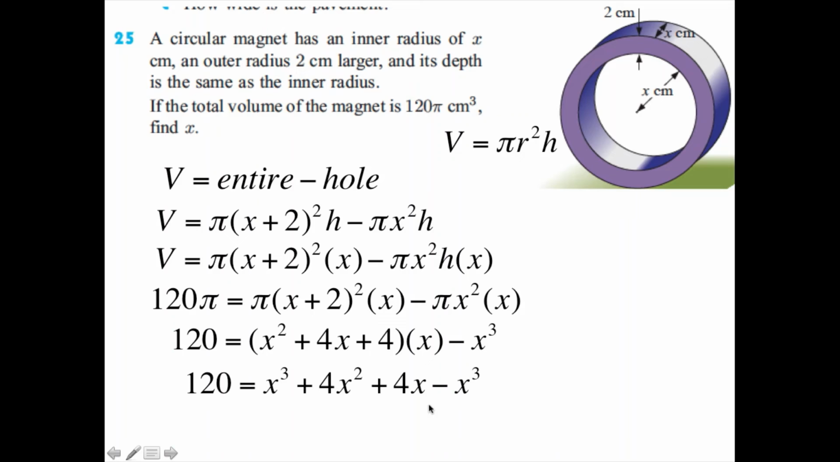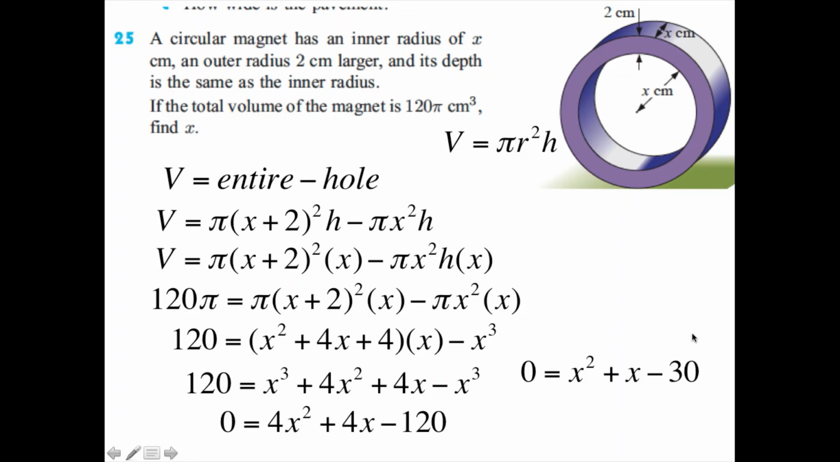Now we have an x cubed here, negative. We're going to cancel those out. And I move the 120 over as well. So I end up with this easy to solve quadratic equation. Everything can be divided by 4. So that's the next step here. Reduce it by dividing by 4.